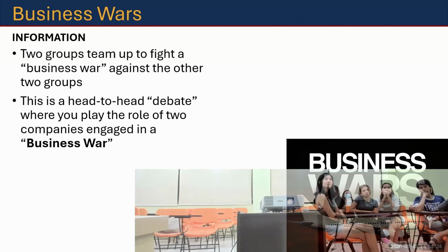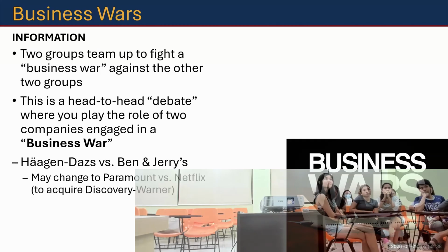I'm currently thinking of 2 scenarios. The first scenario is Haagen-Dazs versus Ben & Jerry's, trying to expand in Asia in the 1990s, before your birth. And the second one is Paramount versus Netflix, meaning Paramount is trying to acquire Discovery Warner. Netflix also wants to buy Discovery Warner, and they're fighting each other right now. So that's happening right now.